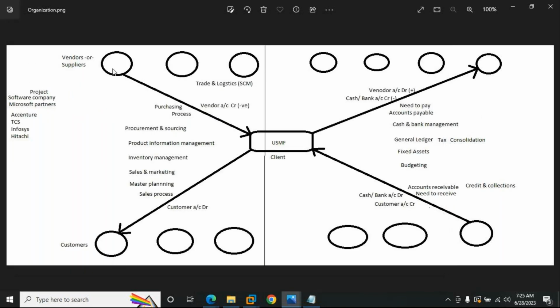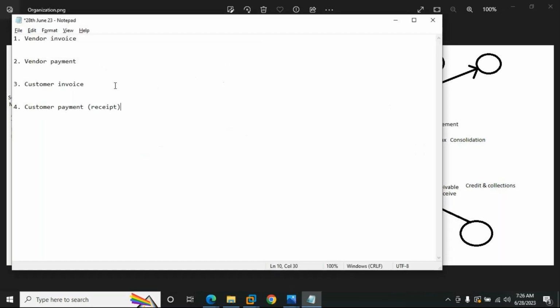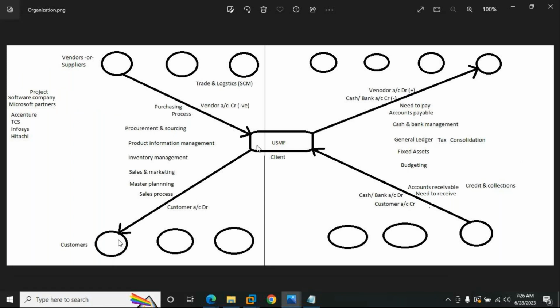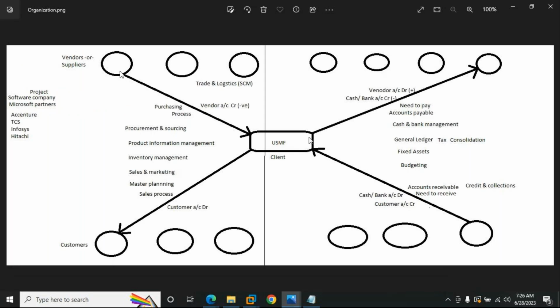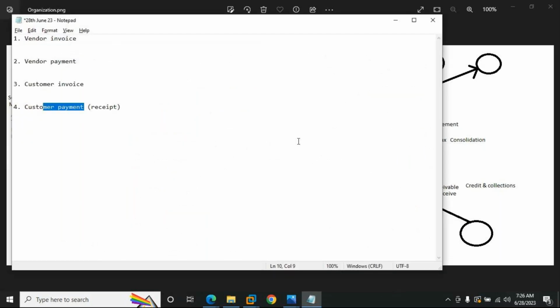Because you are receiving material, and along with this material, you are receiving an invoice. How much amount do I need to pay to the vendor? Here, I paid money to the vendor. And customer invoice means you are generating an invoice and giving it to the customer, saying you need to pay this much money for this material, and you are receiving money from the customer. That means the customer is paying money to you. So you are receiving an invoice, paying money to the vendor, providing material to the customer, and receiving money from the customer. We need to understand these four transactions.